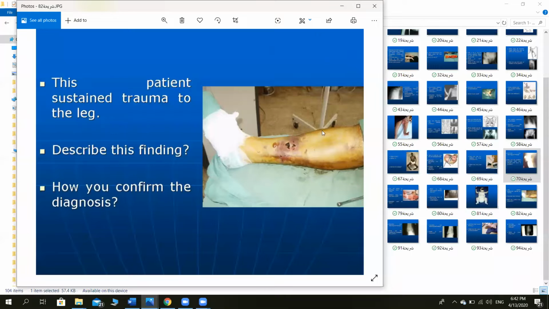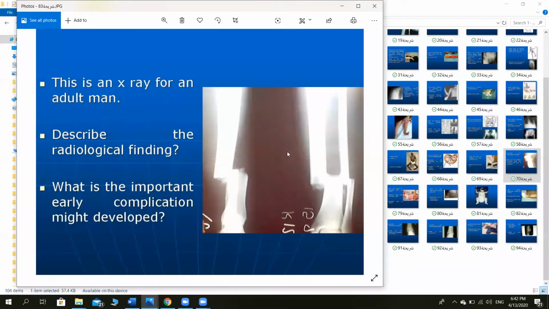This is bruises, swelling, and blister, and necrosis of skin. This is associated with a fracture in the leg, tibia and fibula. How do we confirm the diagnosis of fracture? Usually we confirm the diagnosis of fracture by X-ray, AP and lateral view. And this is the AP and lateral view for this patient.